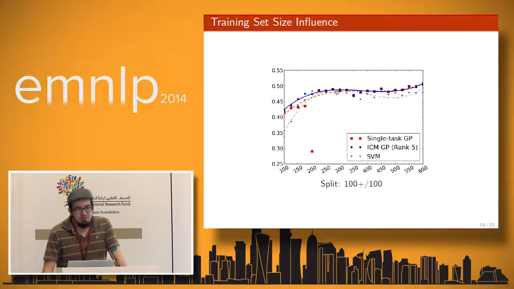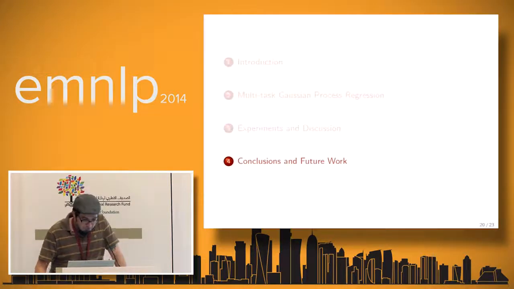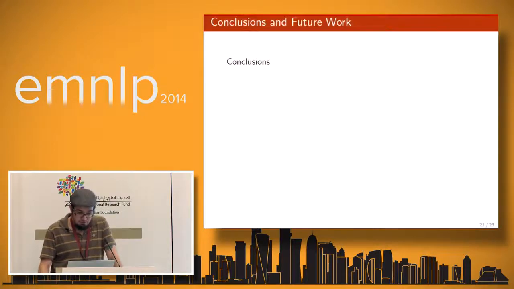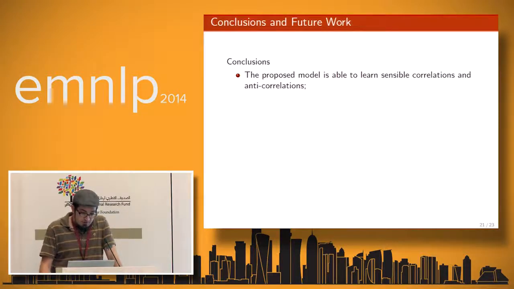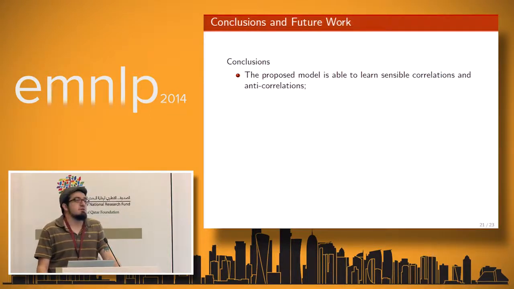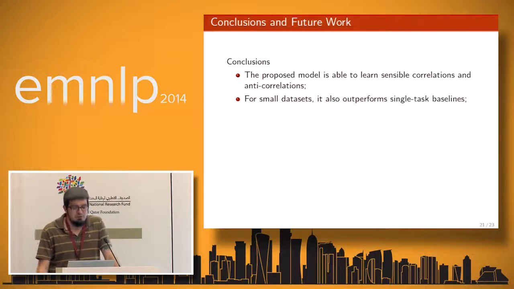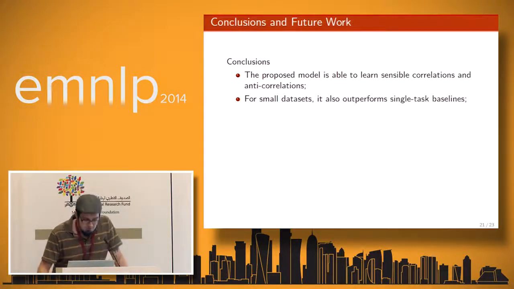you don't have any gains with this kind of multitask model, but it can also be because we use a really shallow feature representation. So this means we probably should look for better features in the future. So just to conclude, the model proposed here is able to learn to take into account these correlations and anti-correlations, and for small data sets, it also outperforms single task baselines in terms of predictions.